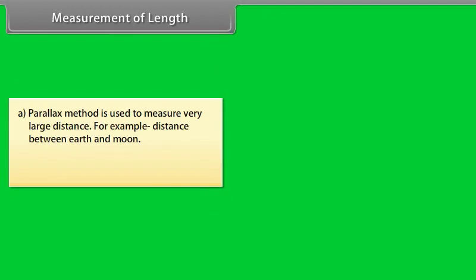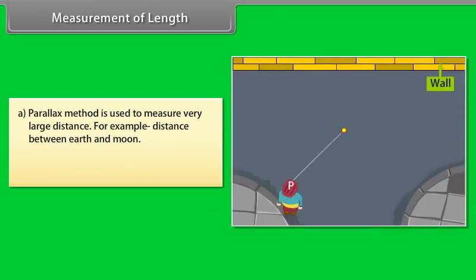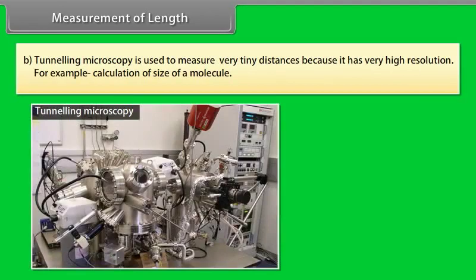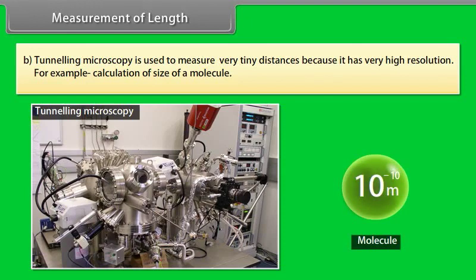Let us understand with an example. A girl is observing a rod against a wall from 2 different points P and Q. She notices that the position of the rod seems to change with respect to the wall. This is known as parallax. The distance between P and Q is called basis. B. Tunneling microscopy is used to measure very tiny distances because it has very high resolution, for example, calculation of the size of a molecule.